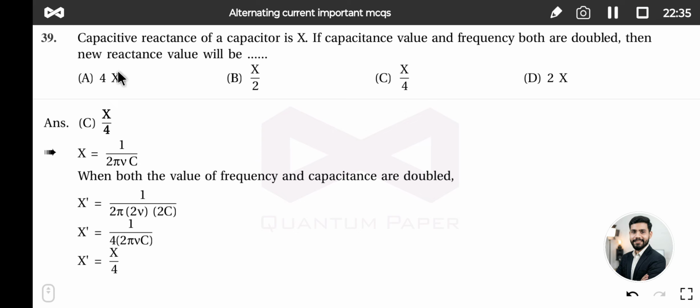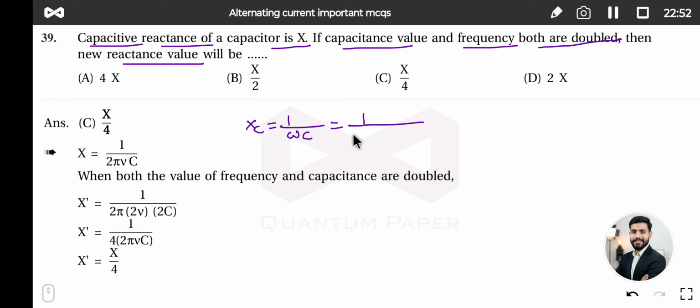Next question. Capacitive reactance of a capacitor is X. If capacitance value and frequency both are doubled, then what will the new reactance be? The formula we have is XC equal to 1 upon omega C, which in terms of 2 pi f is 1 upon 2 pi f C. Now capacitance value and frequency both are doubled. So for the new reactance XC dash, 1 upon 2 pi is a constant as it is. Frequency is doubled, so f becomes 2f. Capacitance also doubled, so C becomes 2C.